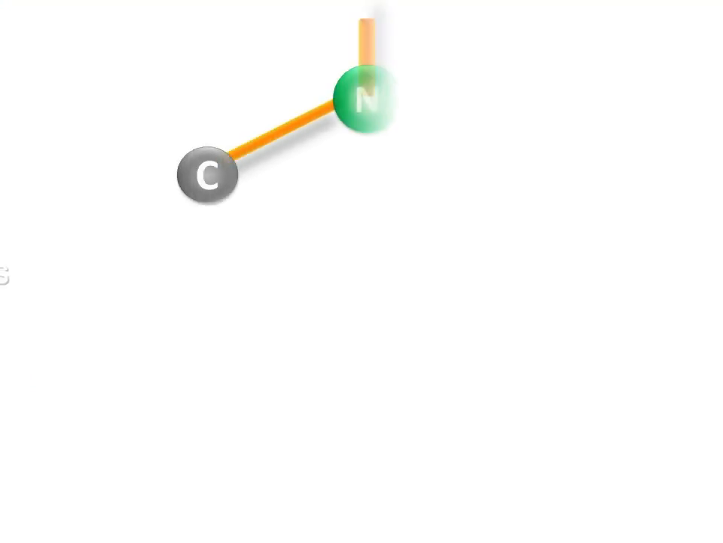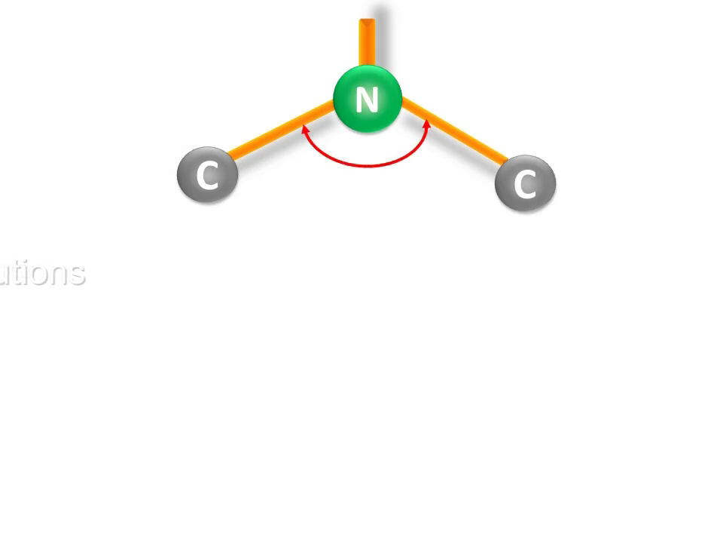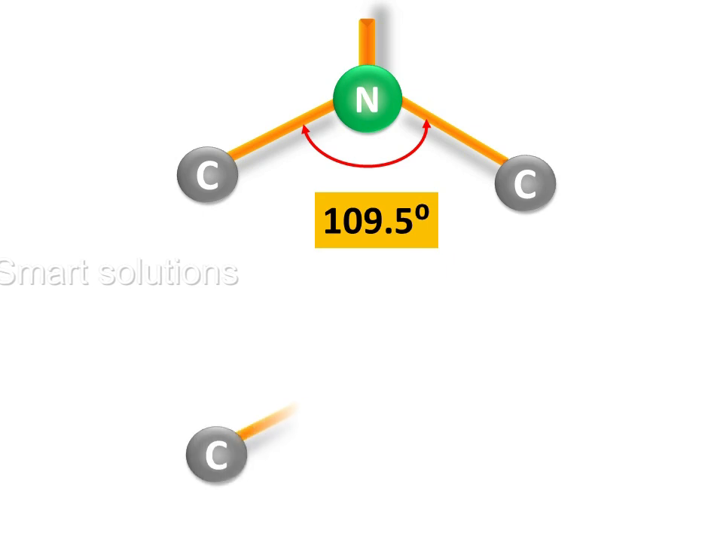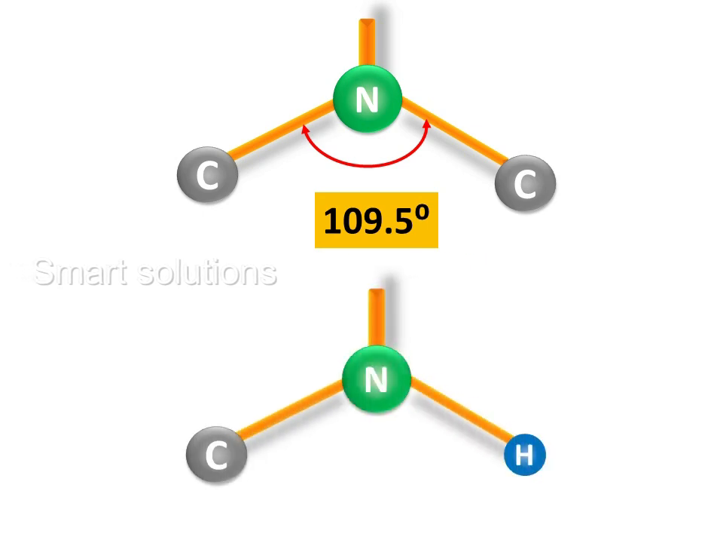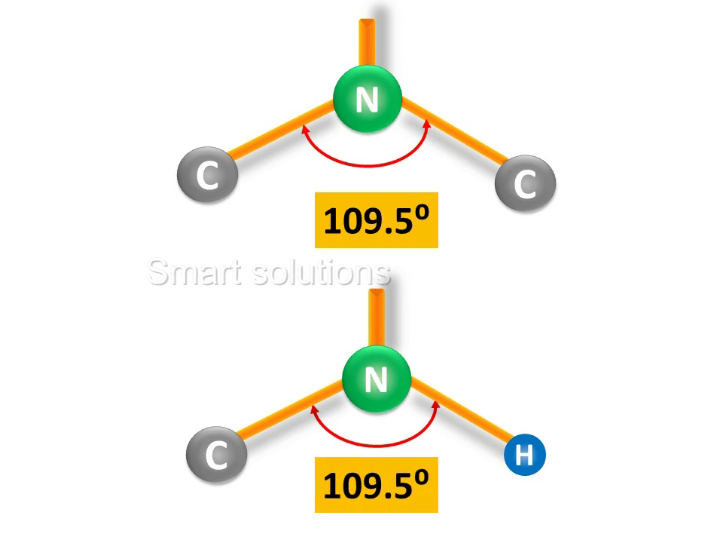The carbon-nitrogen-carbon bond angle is 109.5 degrees and the carbon-nitrogen-hydrogen bond angle is 109.5 degrees.